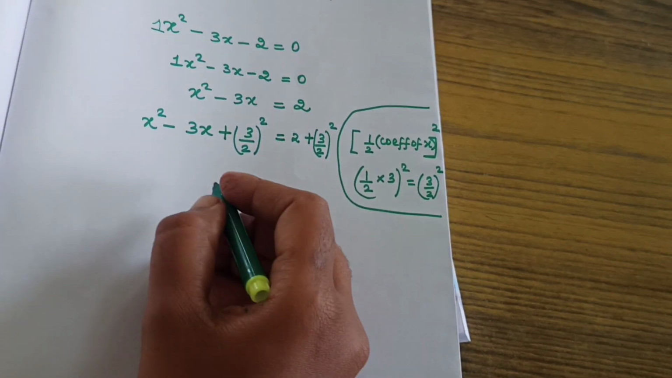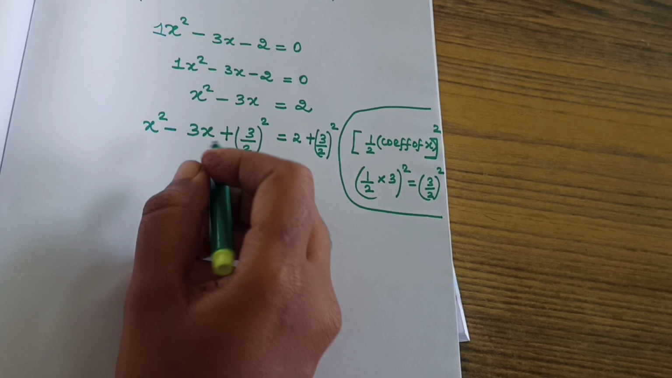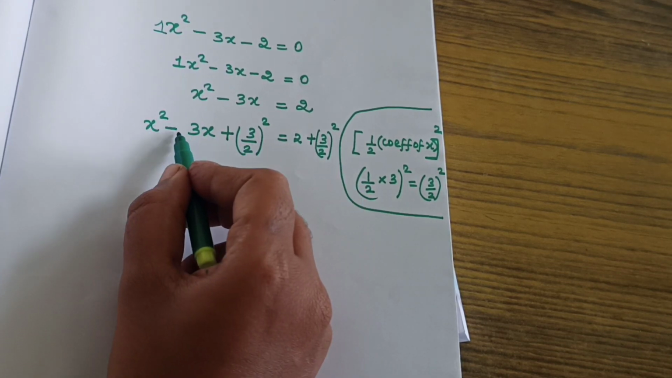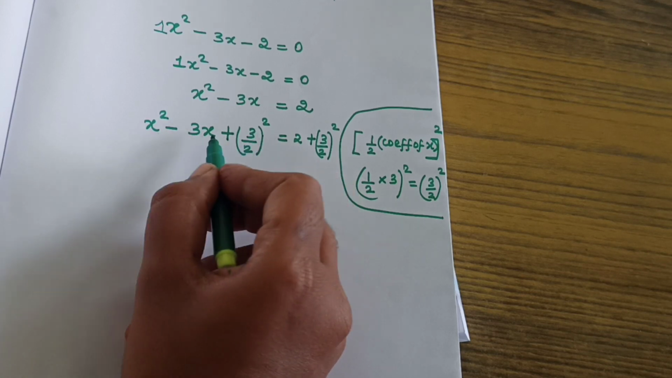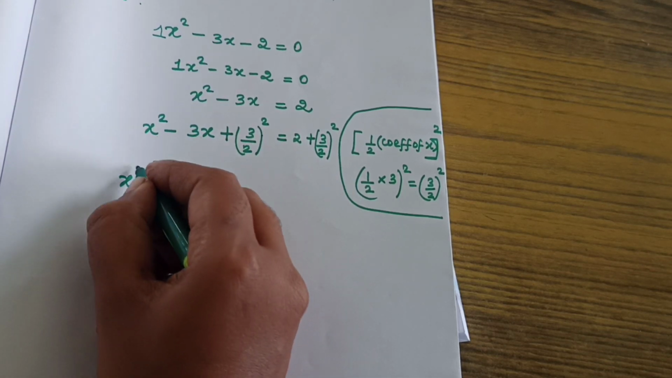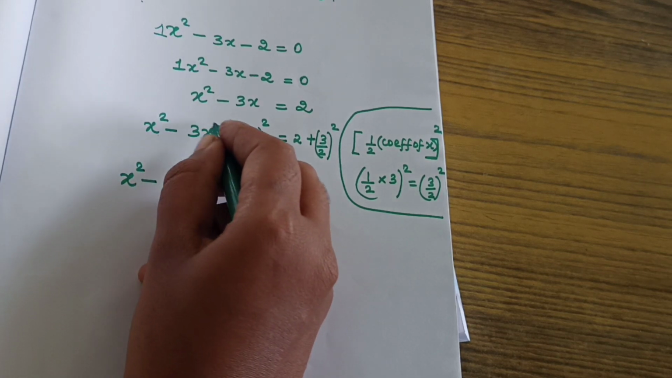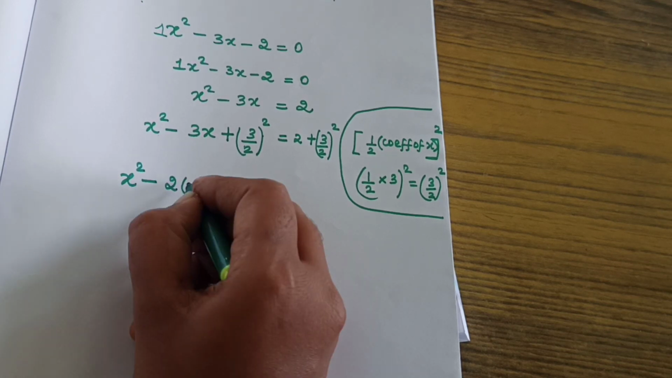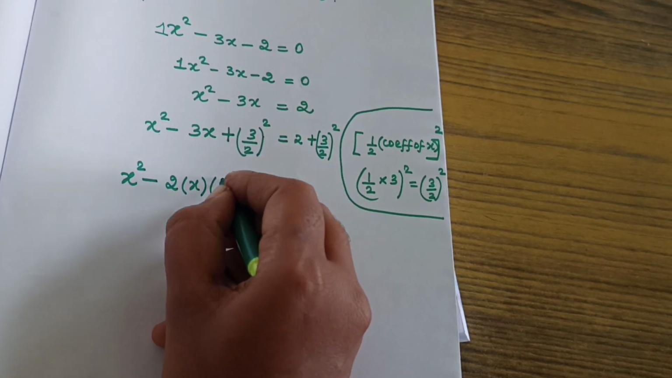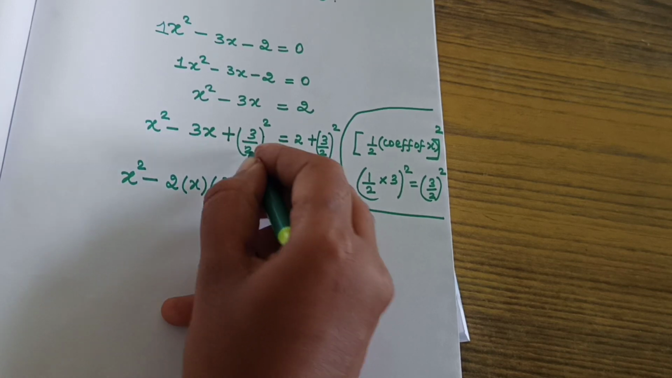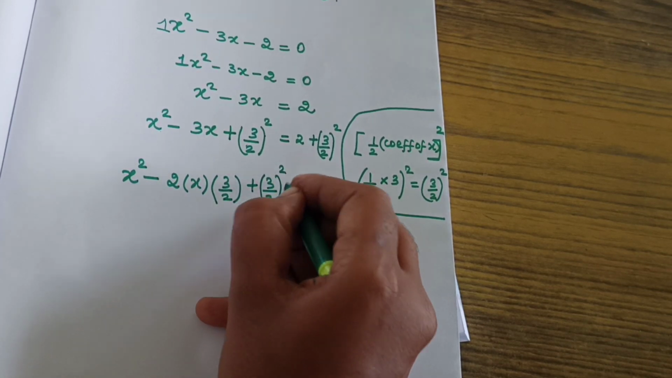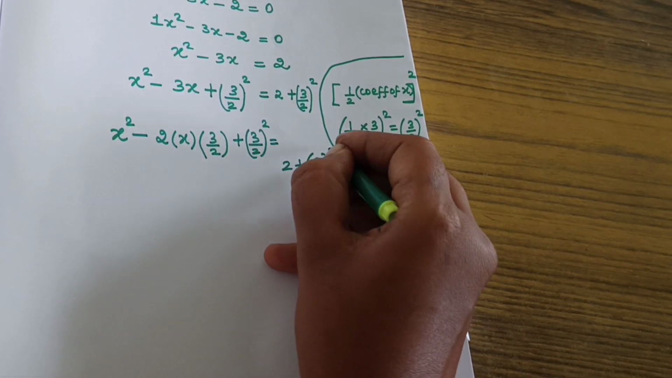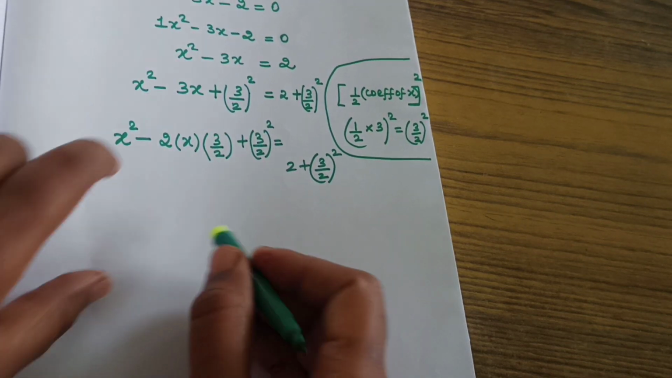Okay, then here, which formula? You can check the formula for this. 3 terms, a square minus 2ab plus b square. Here we need to check. Shall we check now? x square minus, instead of this 3x I am writing 2ab. That means 2, here a means x, b means 3 by 2, plus this 3 by 2 the whole square, which is equal to the same number, 2 plus 3 by 2 the whole square.